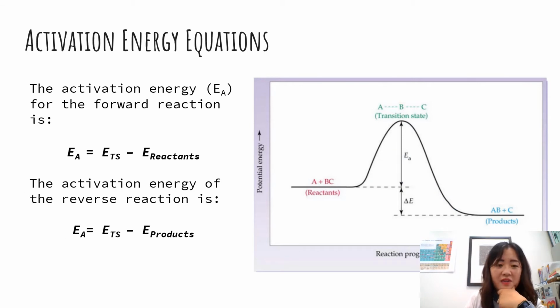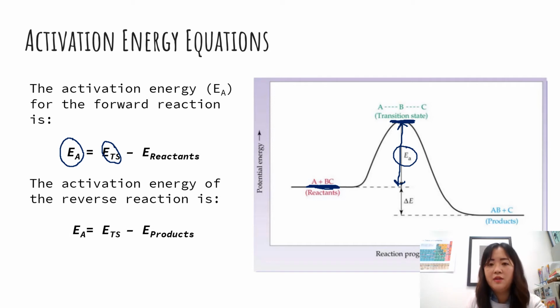We can calculate this activation energy pretty easily. You just take the energy of the transition state right here, that's the energy of the TS, and you subtract the energy of the reactants. This difference right here is your activation energy. If you wanted to see what it looks like for the reverse reaction, so the products turning into reactants, we're going from the other end. You're still starting with the transition state, but now you subtract the energy of the product state. So this is for the reverse reaction.